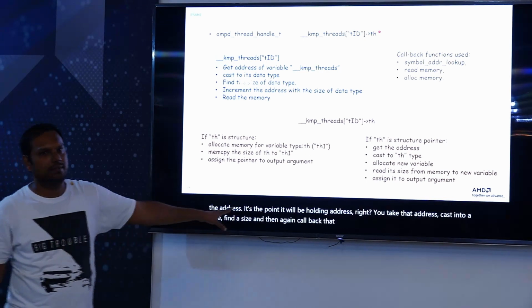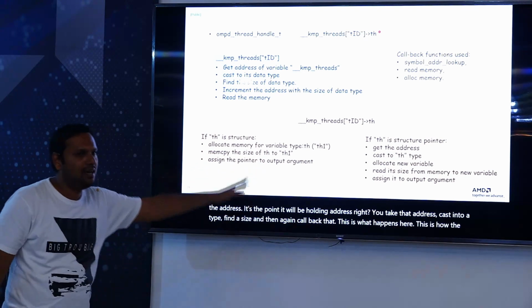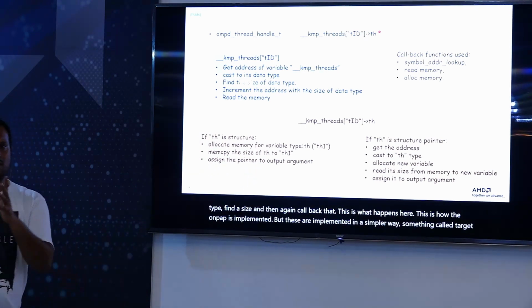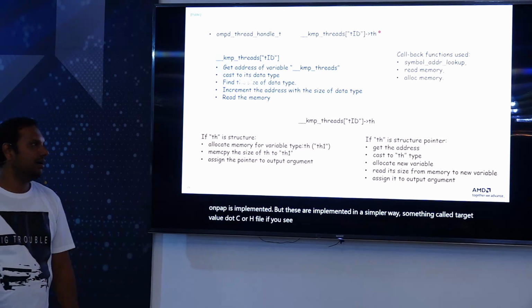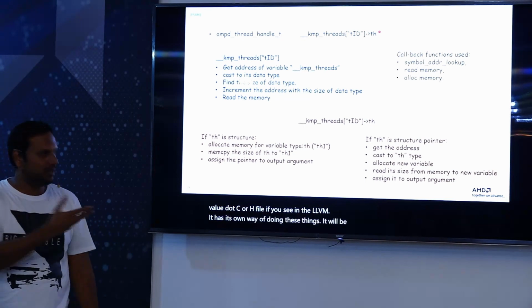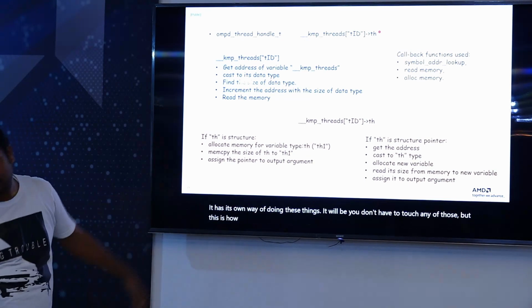This is what happens here. This is how the OMPD API is implemented. But these are implemented in a simpler way, in something called target value.c or .h file, if you look in LLVM. It has its own way of doing these things. You don't have to touch any of those, but yes, this is how it happens underneath.